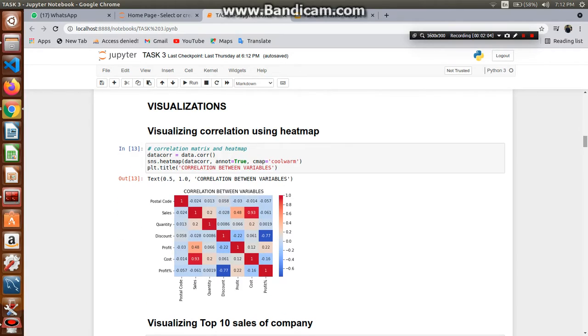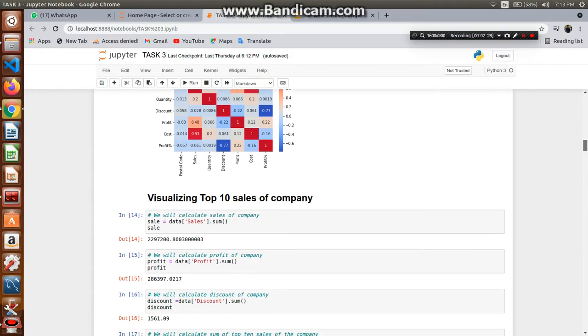We'll start with the visualizations as said previously. This is the heat map used to show you the correlation between various attributes. So cost and sales are highly correlated, as it is darker in color and it is 0.93. So cost and sales are highly correlated to each other, and discount and profit are negatively correlated, as there is a minus 0.77 value over here. So these two attributes are correlated to each other.